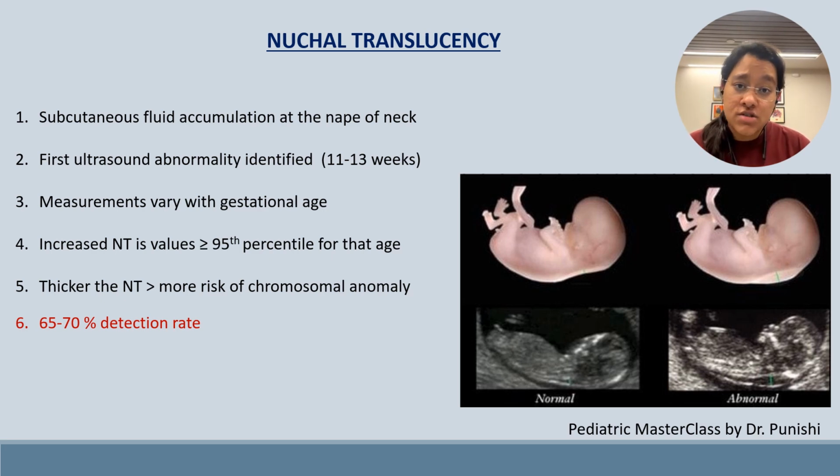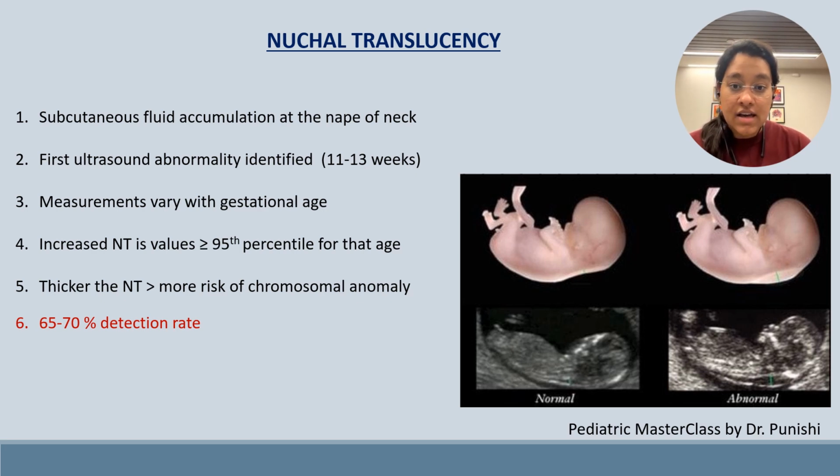So this is the first ultrasound abnormality that can be detected in the antenatal period as early as 11 to 13 weeks. Now, there's no one particular number that you can say that the nuchal translucency is abnormal because the measurements vary with age. Okay, they vary with the gestational age. So when you want to say that the nuchal translucency is increased, as per the definition, it means that when the thickness is more than the 95th percentile for that particular gestational age, then we say that the fetus has increased nuchal translucency. The reason for this again being that the thickness varies with age, so there's no one particular number that can be referred to as increased nuchal translucency.